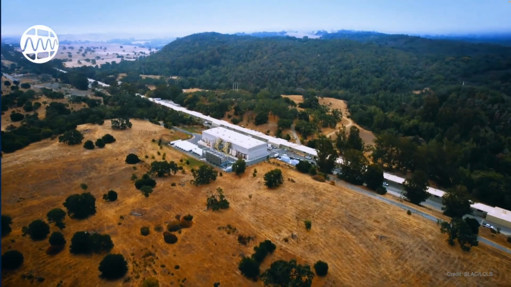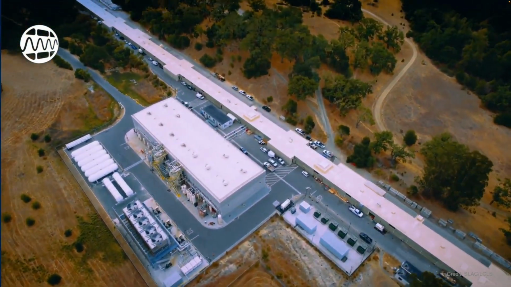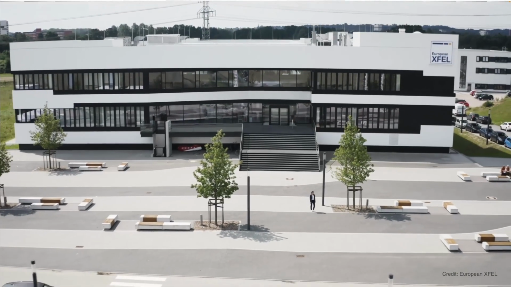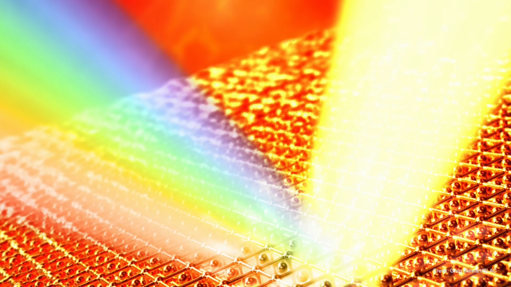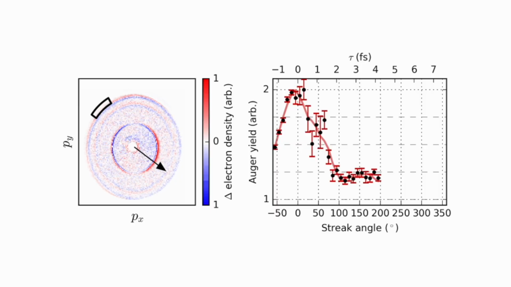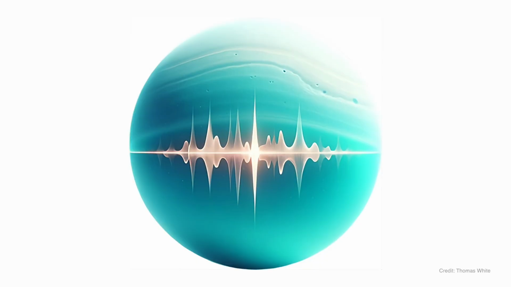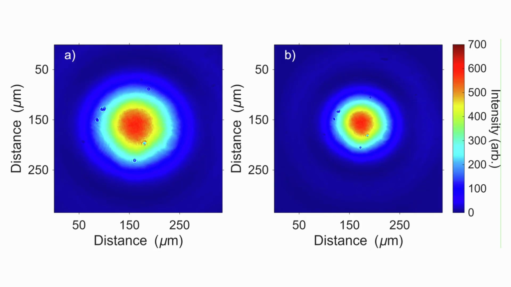And some of our best experiments that we've been running recently at LCLS, a free electron laser at SLAC, and at the European XFEL, we're able to scatter X-rays off the target and see the individual motion of the ions. And we can measure things like temperature, we can measure things like sound speed, and we can even try to get at things like viscosity and diffusion in this way.